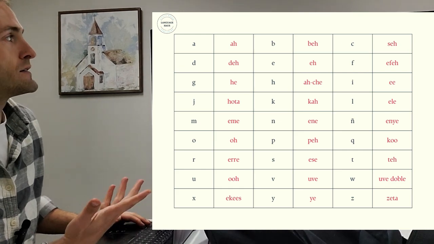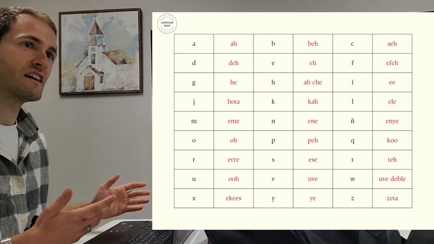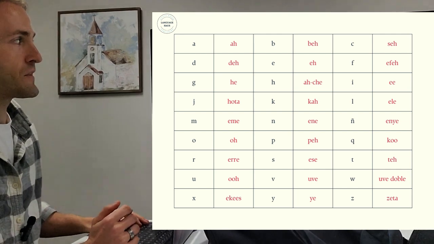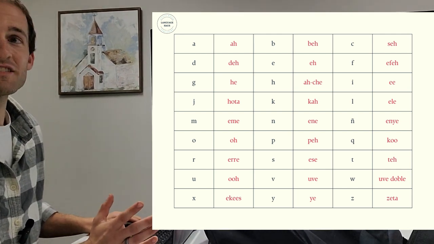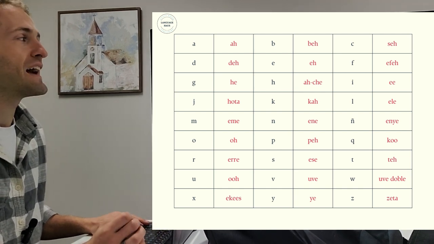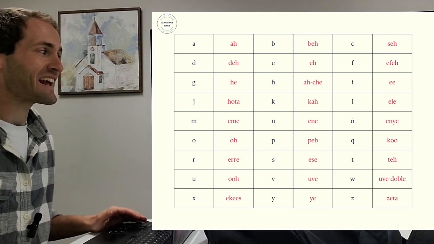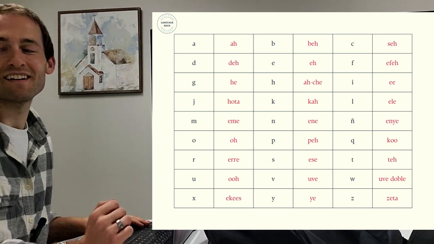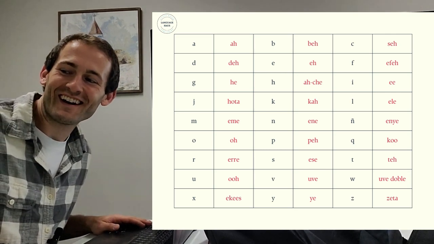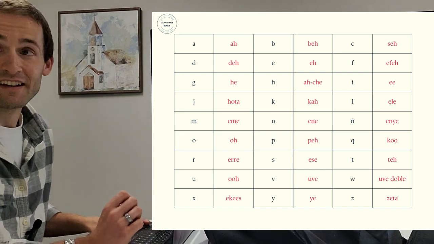So A, B, C, D, E, F, G. G is kind of pronounced in a couple of different manners, and we'll get to that here in a moment. H, I, J, K, L, M, N, Ñ, O, P, Q, R, S, T, U, V, W, X, Y, and Z.